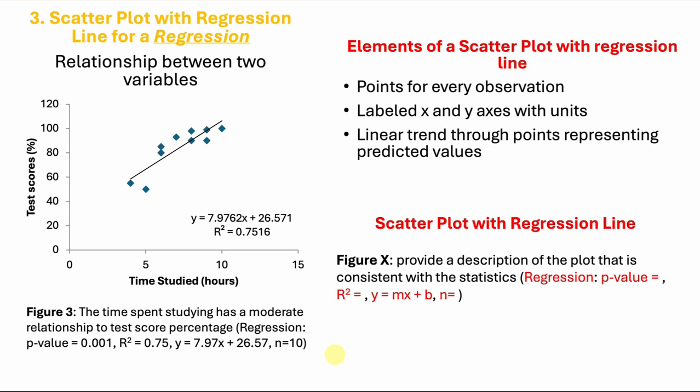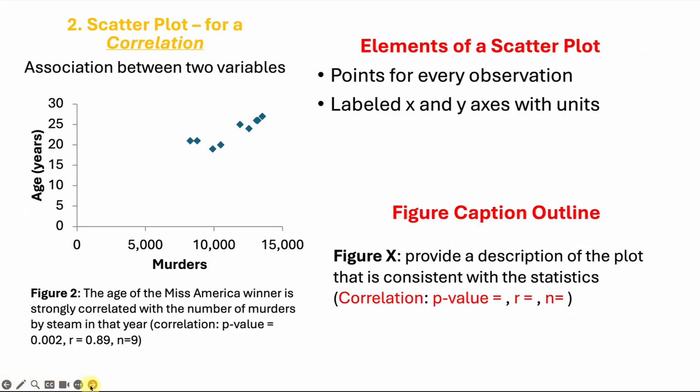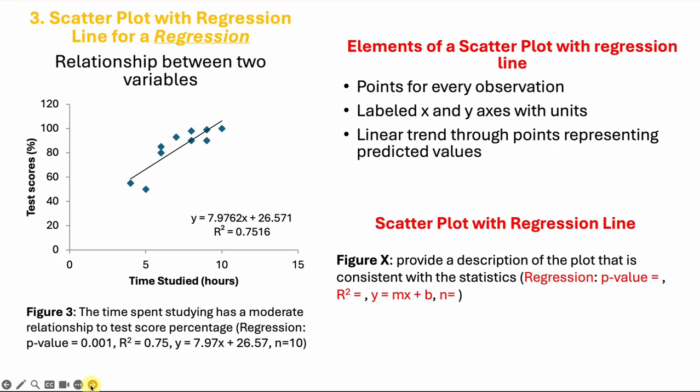All right, so that is our regression. Remember the difference between the two, correlation and regression. Correlation is looking at an association, and it uses the little r. A regression is looking at the true relationship between two variables with a control, and it is going to give us an r squared value and the formula.